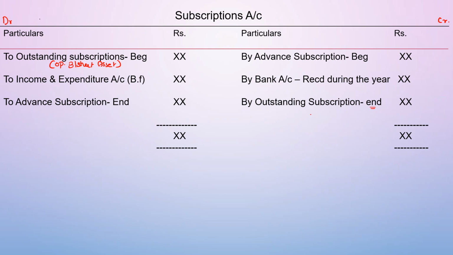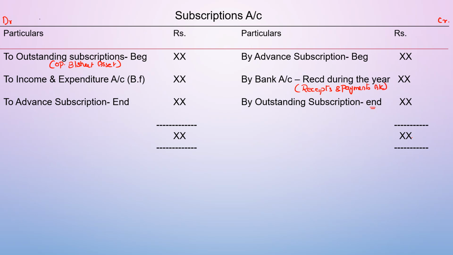Once you put in the opening and closing advance subscription and outstanding subscription, refer to your receipts and payments account, and from there, whatever is the subscription received during the year, that you put on the credit side as by bank, because the journal entry when amount is received as subscription would be bank account debit to subscription account. So in the account, it will be by bank, whatever is received during the year.